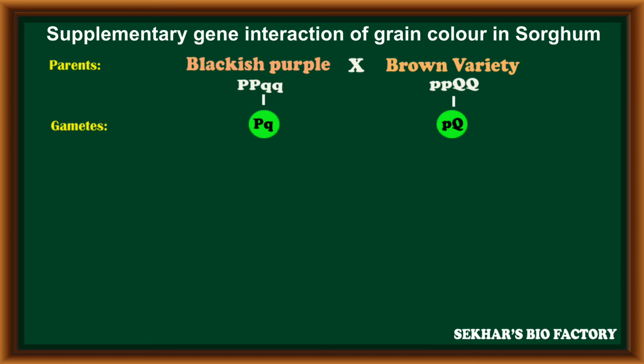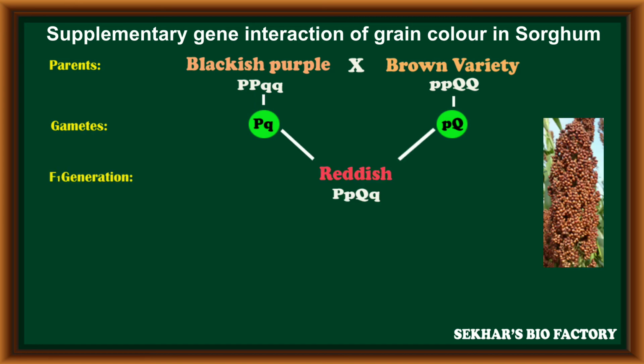By conducting a cross between these two varieties, these parental individuals can each produce one type of gametes. The first, dominant parent can produce only one type of gametes, P q. The second parent can produce only one type of gametes, small p Q. These gametes fuse to form the F1 generation. This F1 hybrid, because both genes are in heterozygous condition, expresses reddish color grains. It is a new or third phenotypic expression.